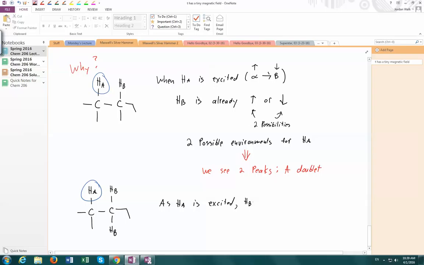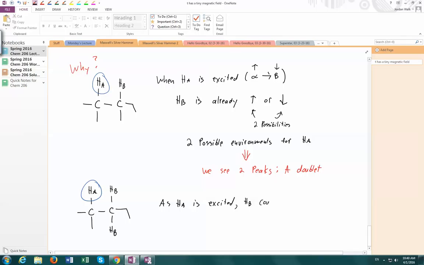How many signals would we expect for HB? Do they have the same connectivity? Yes. Is there free bond rotation in this molecule? Yes. How many signals would we expect if we just consider HA and HB? We'd expect two signals, right? Because there are two sets of inequivalent protons. All right, so as HA is excited, when we consider HB, and when I say HB, we're talking about all the HBs because they are equivalent HBs.